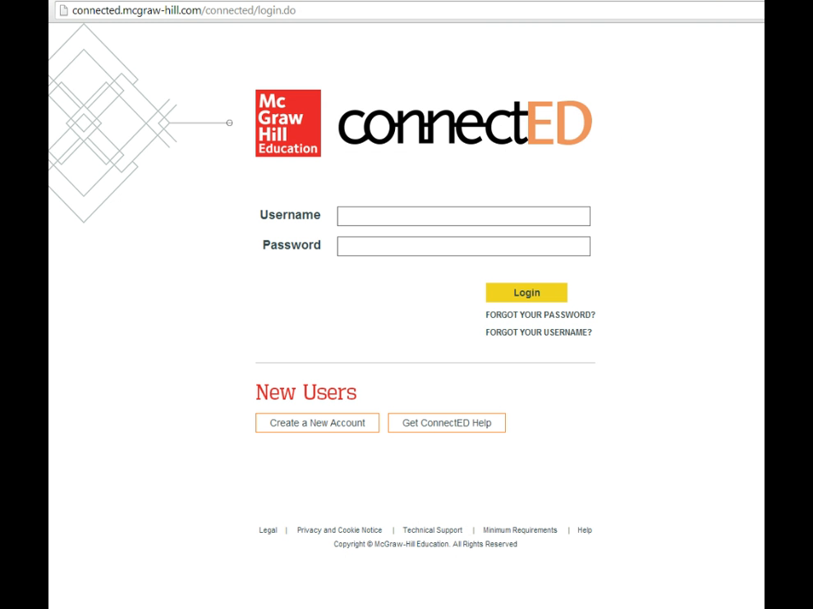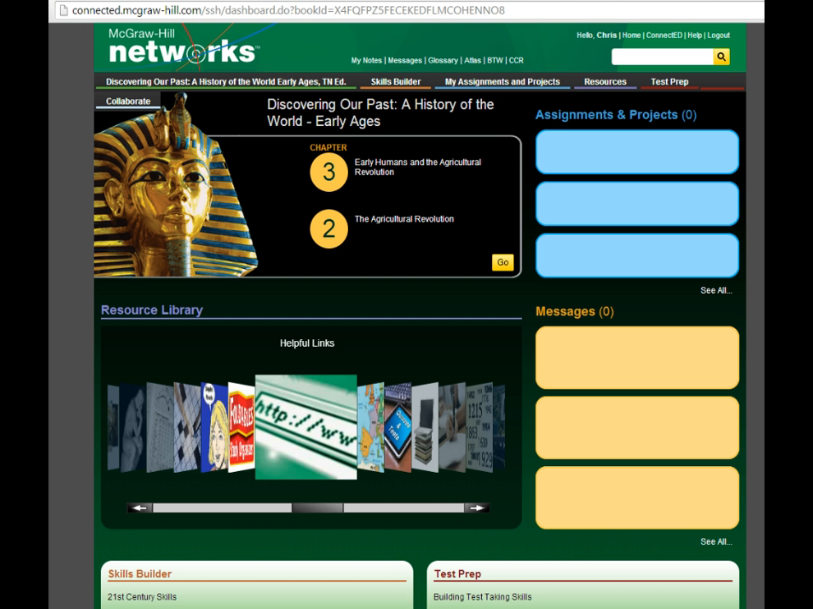All right, so when you do go to connected.mcgrawhill.com, you'll see the username. Please apply one of those from the previous screen, and the password. Make sure they match. All caps, all lowercase does make a difference. All right, when you do get there, you're going to see this page. It'll tell you that you're logged in. Up at the top right-hand corner, it will be that generic username and login.